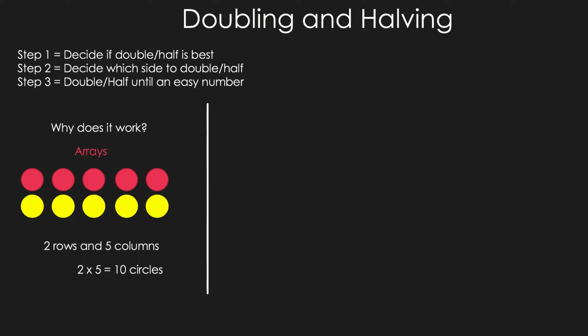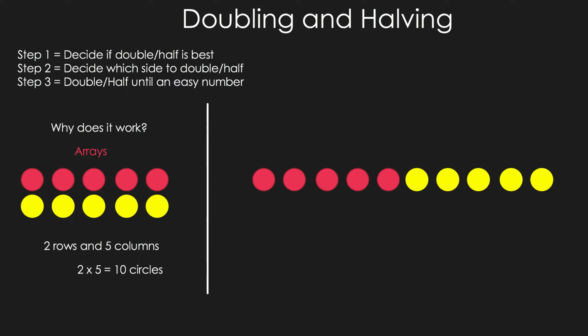Next, we're going to rearrange it. All I did was move the yellow up to the same row. If I half 2 and double 5, I will get 1 and 10, which is how many rows and columns we have. Let's see how many circles we have. We still have 10. 1 times 10 is 10 circles. All I did when doubling and halving is rearrange the rows and columns, so we're still getting the same number.